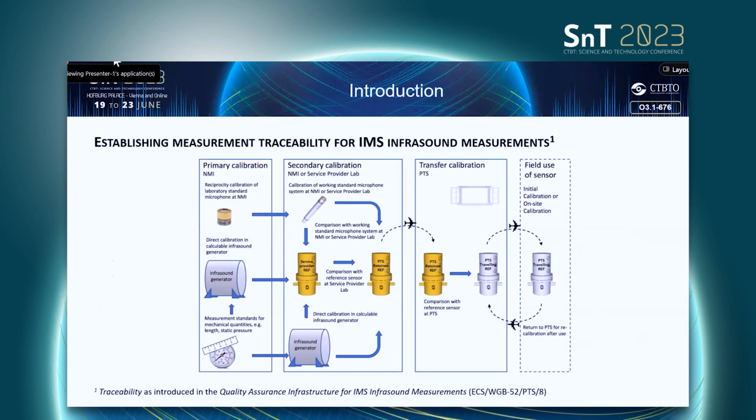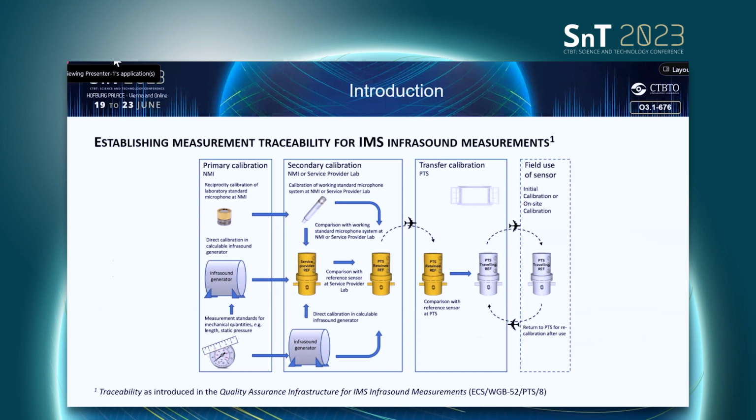So the traceability, as introduced in the quality assurance infrastructure, involves many actors, from the primary calibration, which is usually the responsibility of an NMI, passing by the secondary calibration, involving service providers like expert labs, accredited labs, or even manufacturers, and up to the on-site calibrations involving PTS or other service providers.